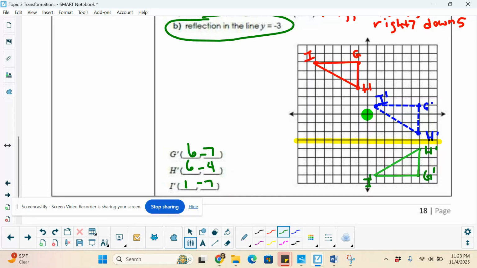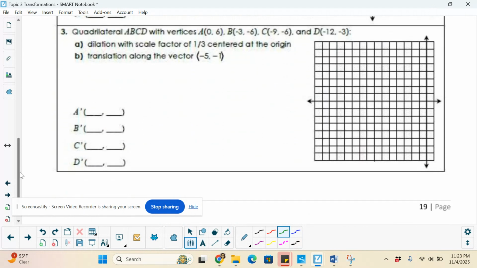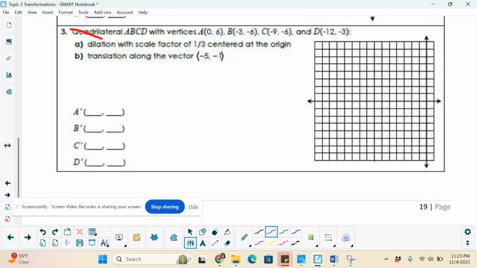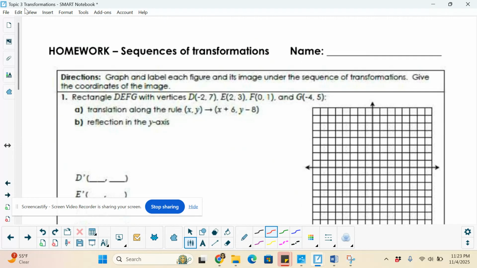All right. So when I come in tomorrow, you should have all of that done on this page. And then I want you to go to the next page and do some on your own. On page 19, you only have to do 1 and 2. You do not have to do 3. So when you come in on Thursday, you need to have pages 16, page 18, and page 19 completed.